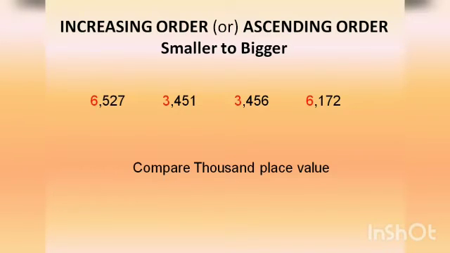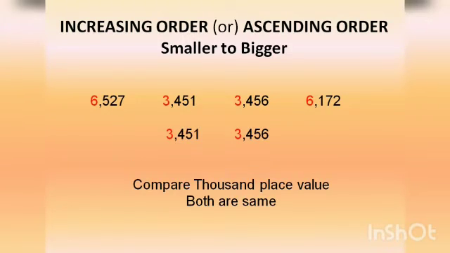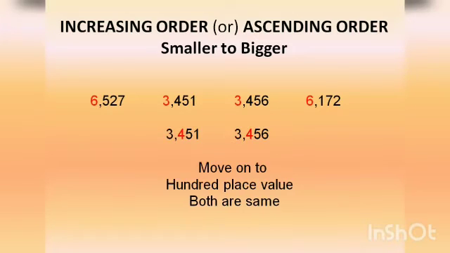Which is the smallest number? 3 is the smallest number. But two numbers have 3 in the thousands place. First you compare these two numbers. The thousands place is the same, 3 and 3. Then move on to the hundreds place. That is also the same, 4 and 4.